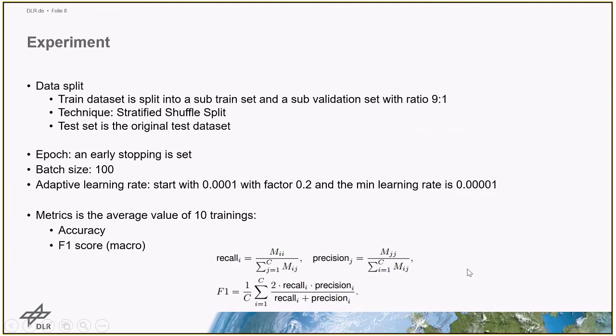The most exciting step is the experiment. The original train set is split into a sub-train set and a sub-validation set. To avoid overfitting, early stopping is set. The batch size is 100 and an adaptive learning rate is set to get better performance. Metrics in this paper are accuracy and F1 scores. And the average value of 10 trainings is recorded to avoid the influence of random initial states.